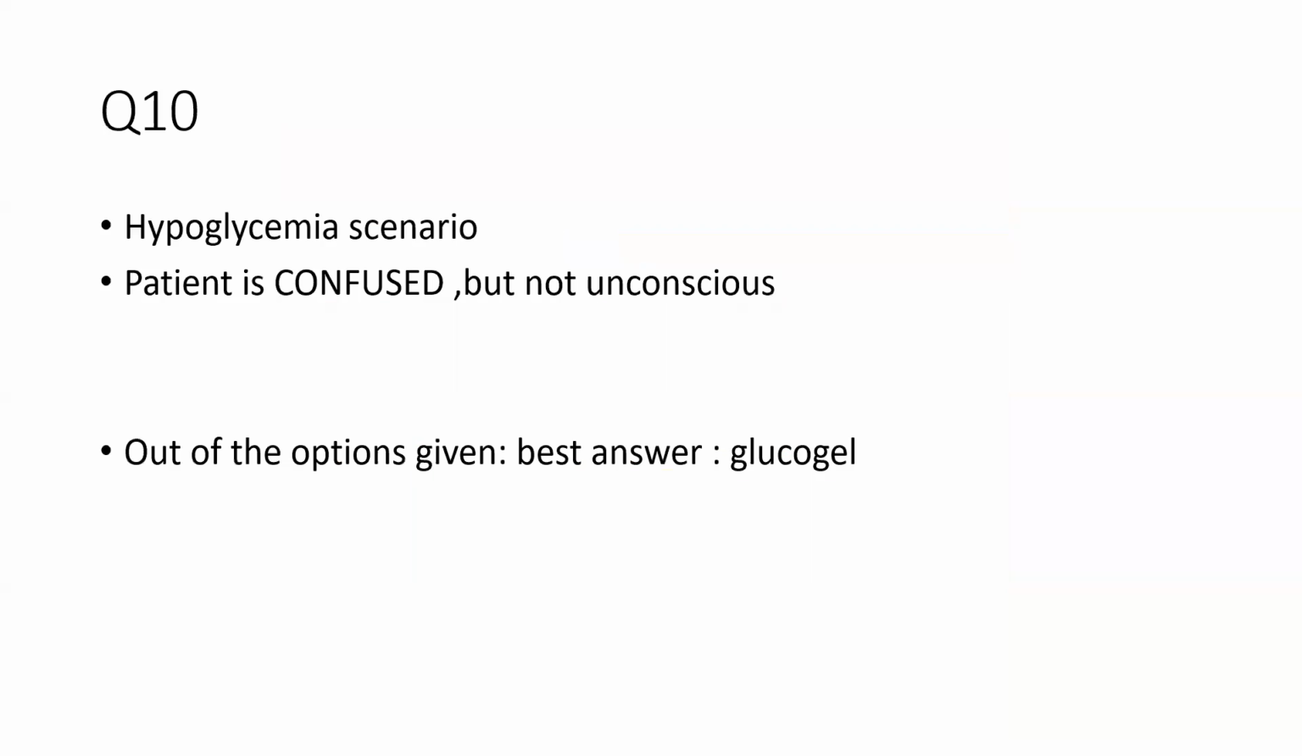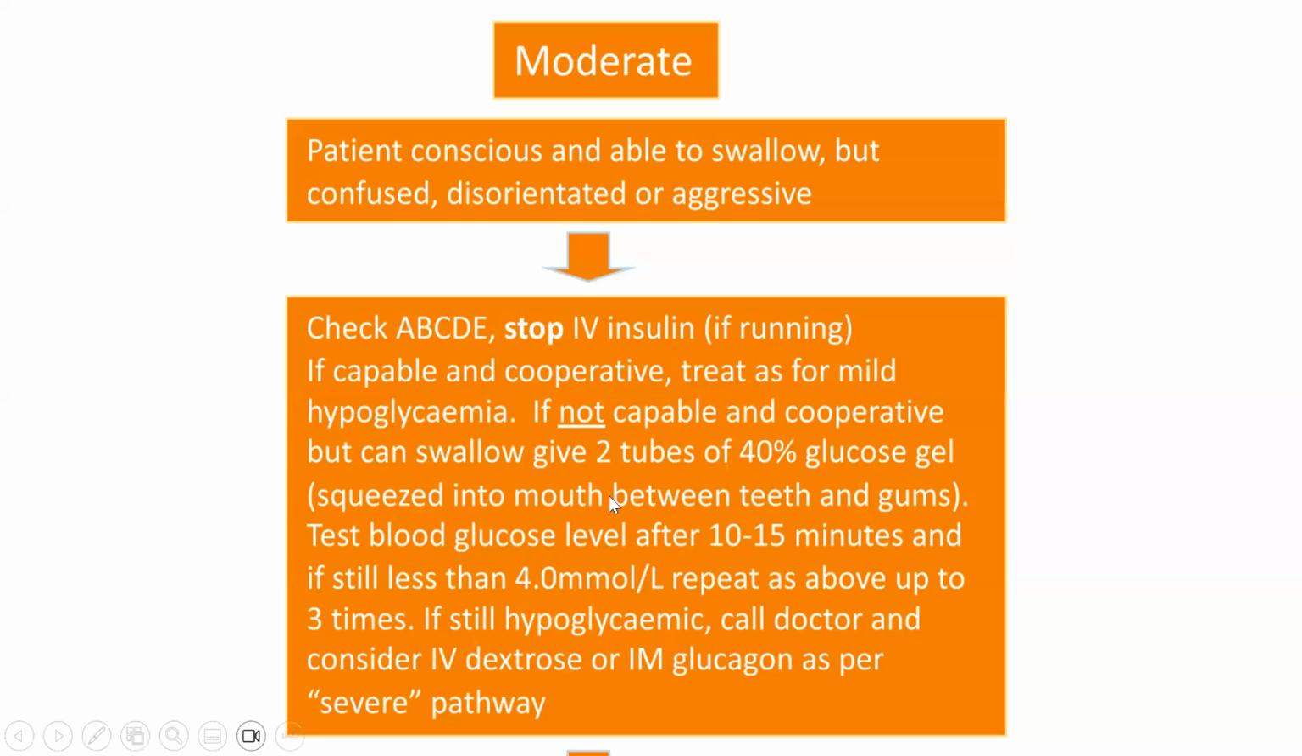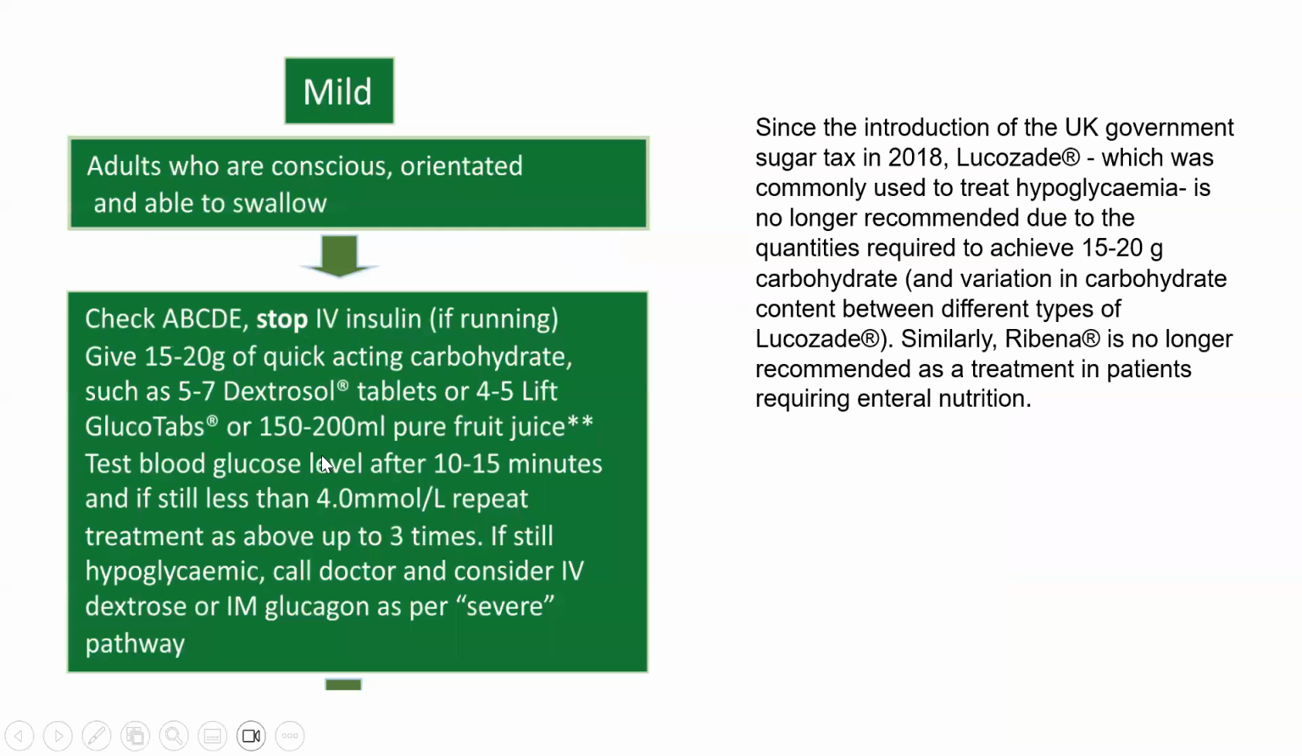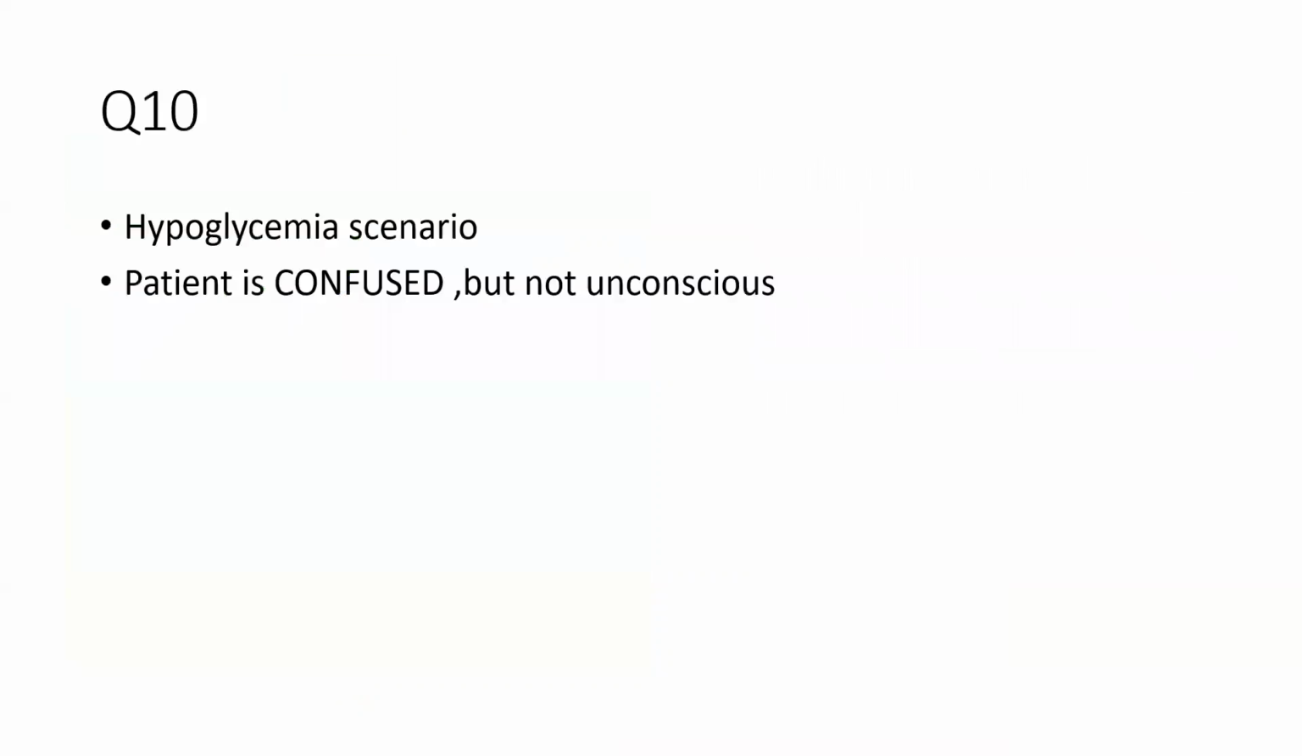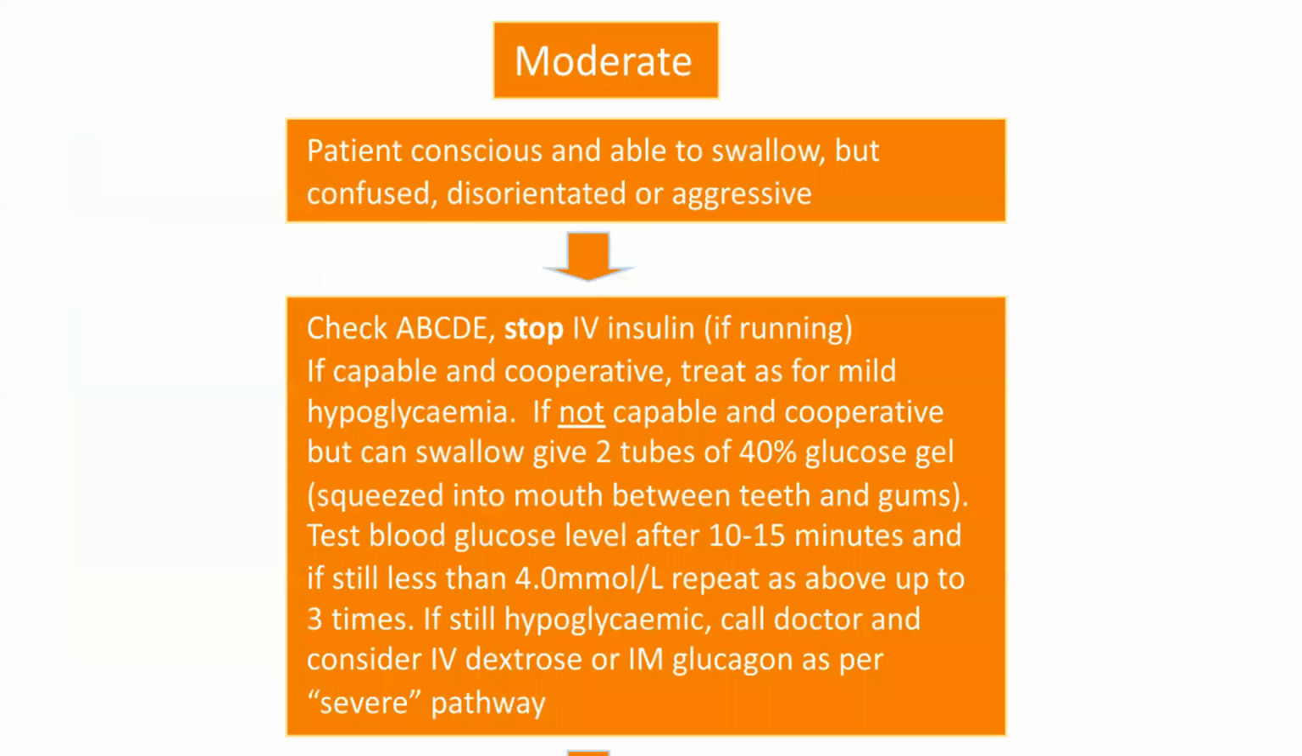Now, all these quantities mentioned, like 40% or 150 to 200 ml, for example 4 to 5 GlucoTabs, 5 to 7 Dextrosol tabs, are very, very important to remember by heart because the options provided tend to confuse. Again, this is all as per the guidelines. I have done a detailed lecture on this, which is based on the JBDS guidelines, the Joint British Diabetes Societies guidelines. You can see all the mild, moderate, and severe pathways.